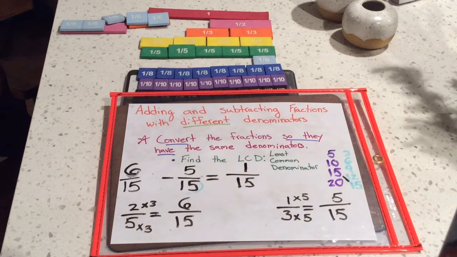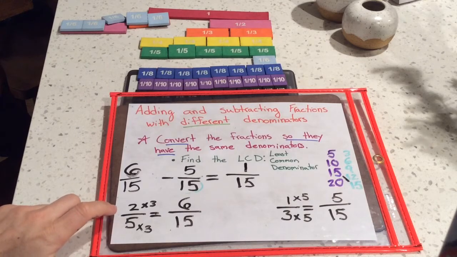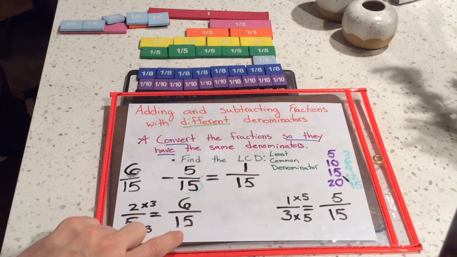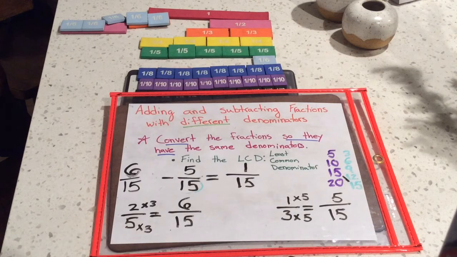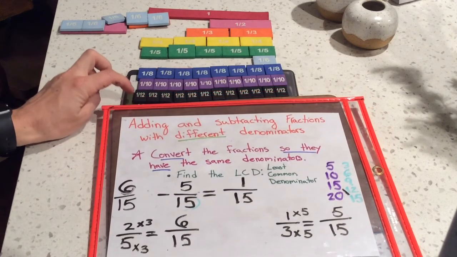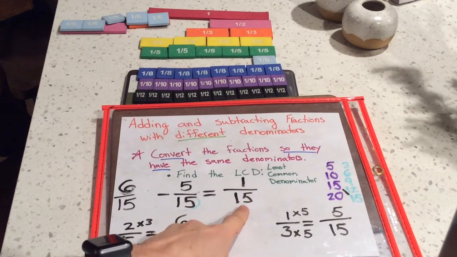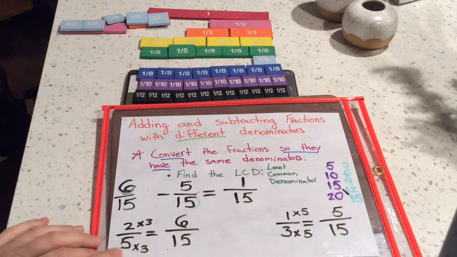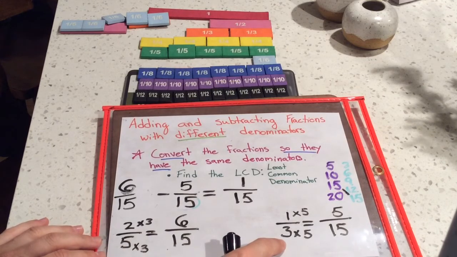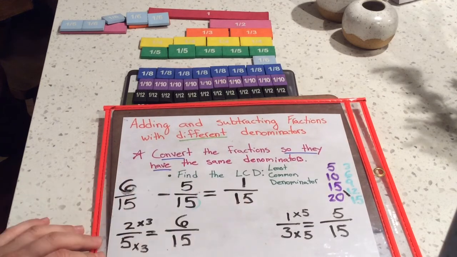Now my fraction strips aren't going to be able to illustrate this, but if I were to take 2/5 and convert it to 6/15, if I had 6/15 lined up, my fraction strips only go up to 12ths. If I had 6/15 lined up and I could take out 5 of them, I would be left with 1/15. So 2/5 minus 1/3 is 1/15.